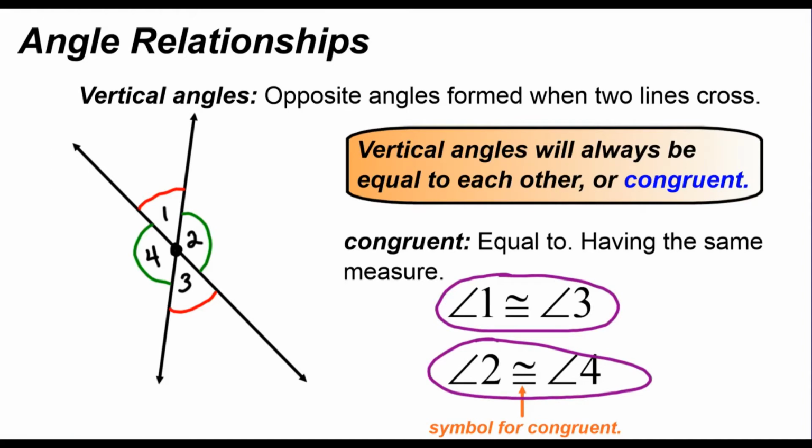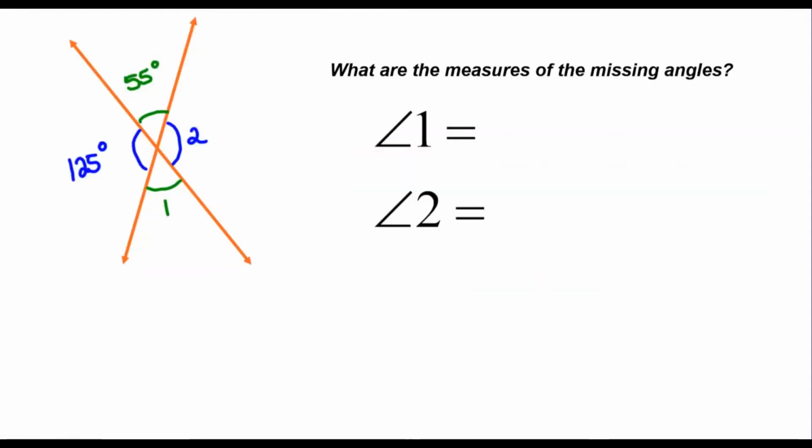when two lines cross. Let's take a look at an example here, where we know two of the angles but we're missing the other two. Without measuring them, we can actually tell how big these angles are. So what are the measures of these missing angles? Well, I know that the top angle is 55 degrees, and that angle 1 is vertical to it, or across the vertex from it. So I know that it's equal to 55 degrees. So angle 1 is 55 degrees.